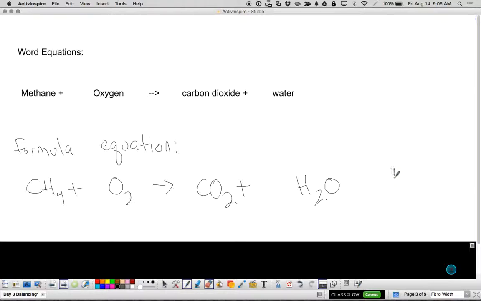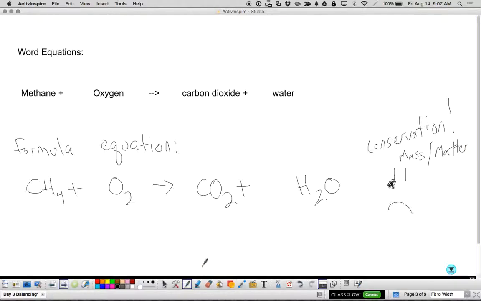That all makes me draw a little frowny face with maybe a little tear because I'm sad. And why am I sad? Conservation of mass and conservation of matter. Matter cannot be created or destroyed, neither can mass. They're really very equivalent concepts. So what we say is that this is what's called an unbalanced chemical equation. And what we do when we balance equations is we go through and make sure that the number of atoms on each side are the same.